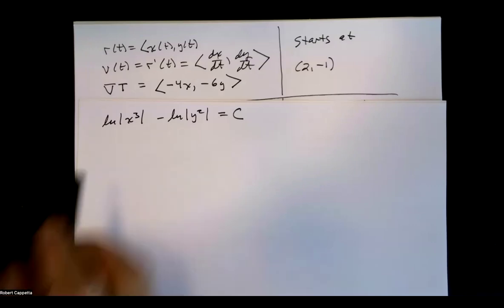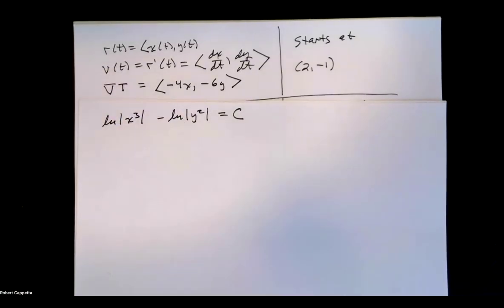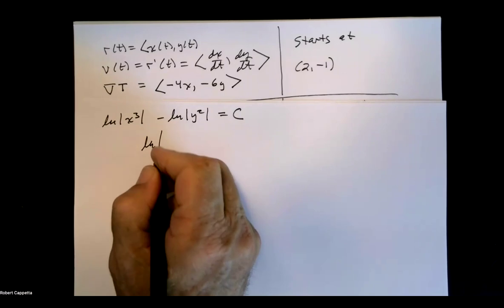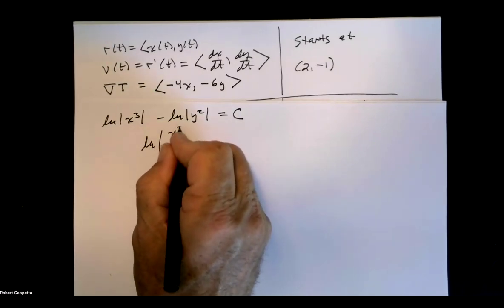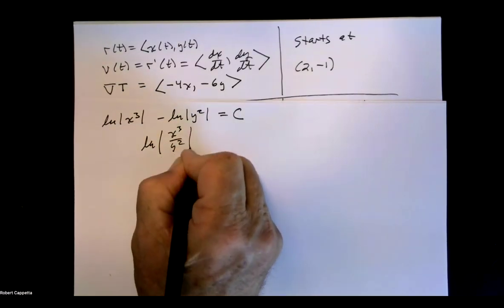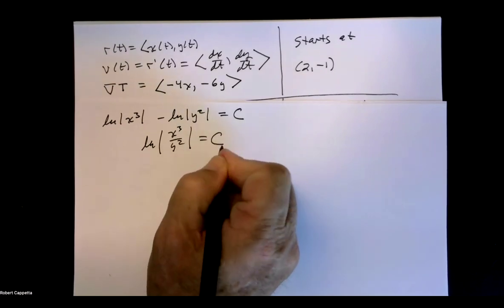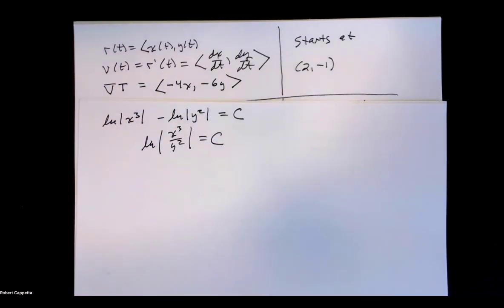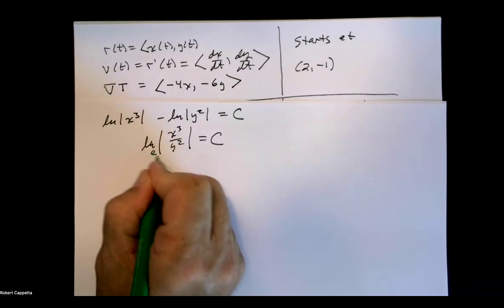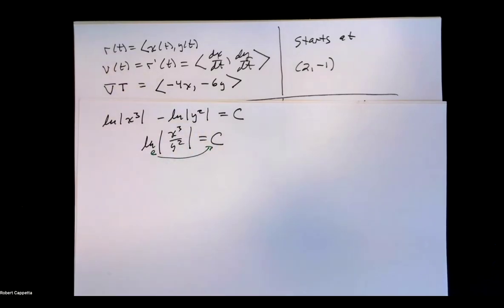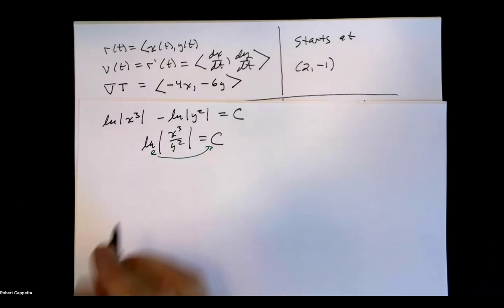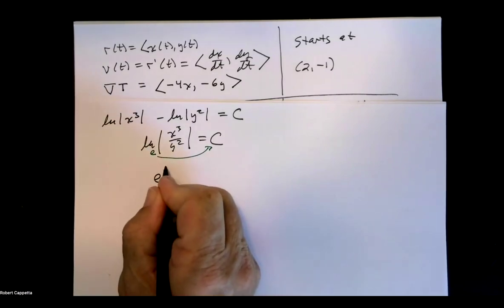And using our rule of logs, the difference of the logs is the log of the quotient. So this could be natural log x cubed over y squared equals c. So then where do we go next with this? What's my next algebraic trick? The base of the natural log is e, so e to the c equals x cubed over y squared. E to the c is always positive, so I can ignore the absolute values.